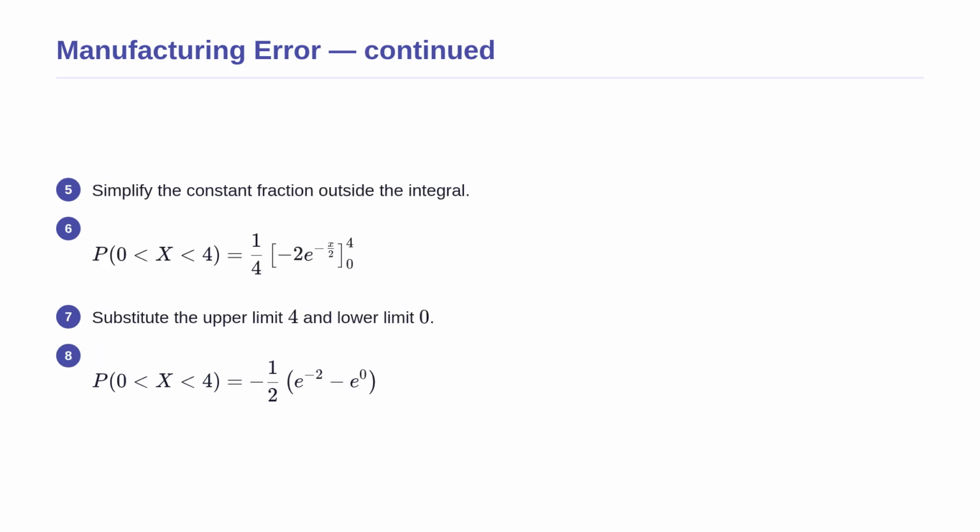Continuing with our calculation, we simplify the constant fraction outside the integral to make the calculus easier to handle. Next, we find the antiderivative of the exponential function, which gives us negative 2 times e to the power of negative x over 2. We apply the fundamental theorem of calculus to evaluate this from the lower bound of 0 to the upper bound of 4. We carefully substitute the upper limit of 4 and the lower limit of 0 into the antiderivative, subtracting the lower limit evaluation from the upper limit evaluation.